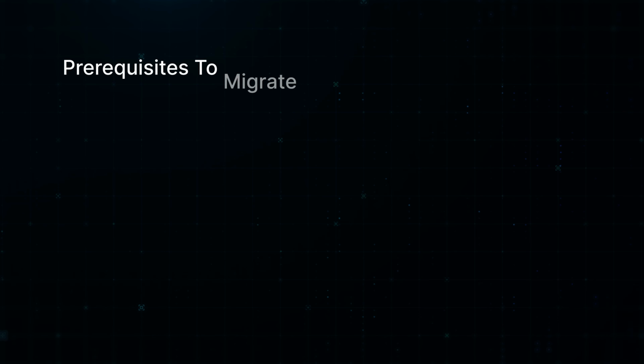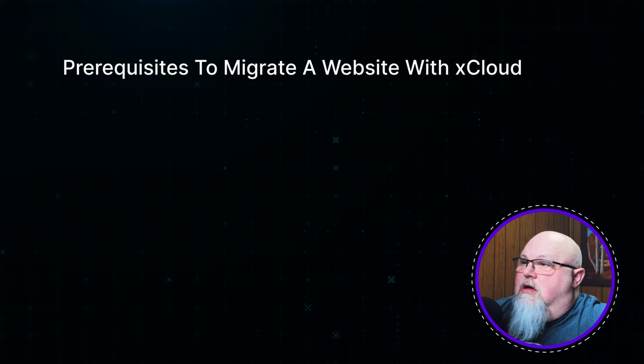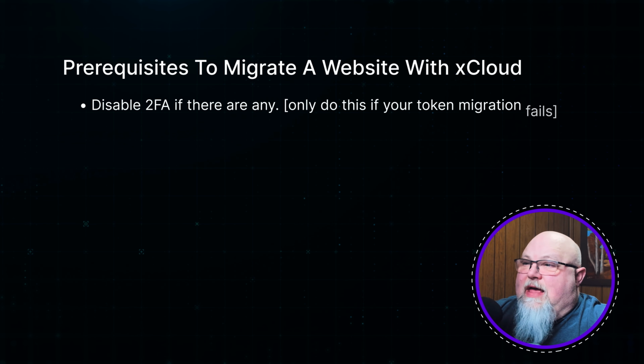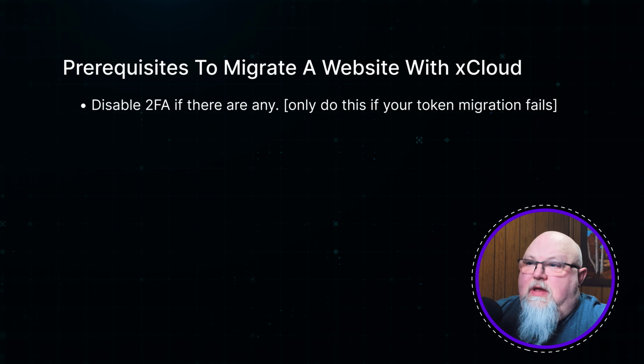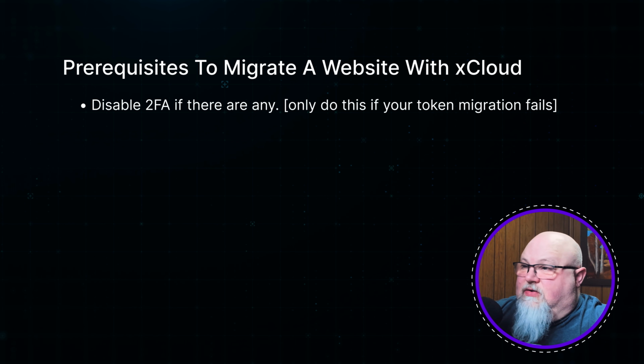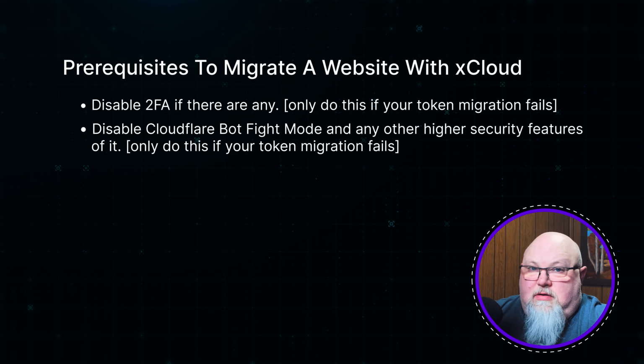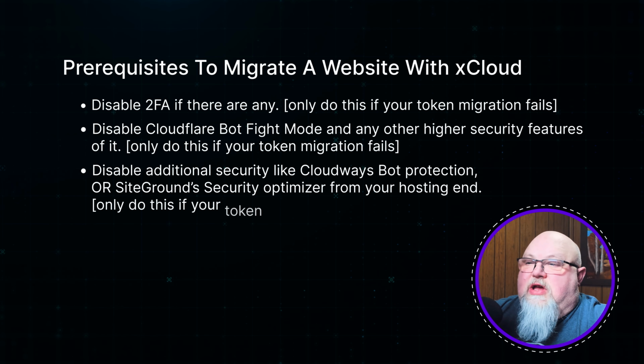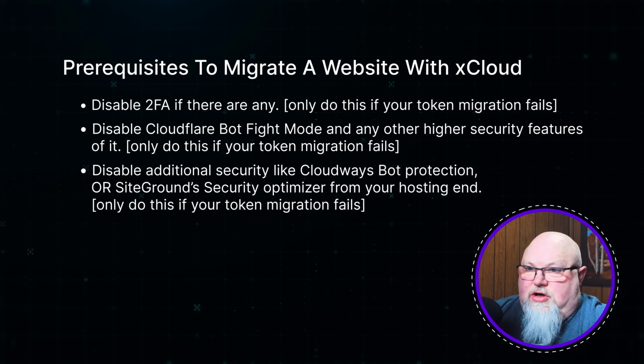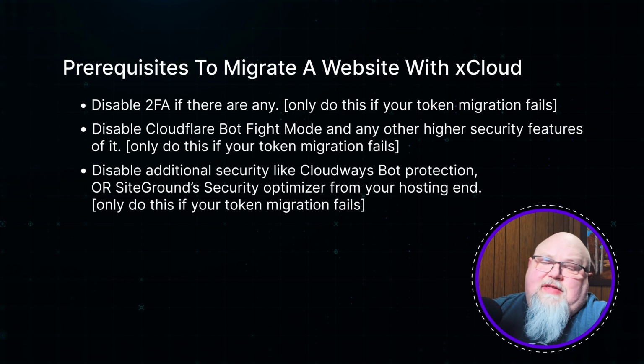I also want to show you how to migrate a site using xCloud's built-in migration tool. The first thing I want to show you, though, is some important rules here in the documentation. Disable 2FA if there are any. Only do this if your token migration fails. Disable Cloudflare bot fight mode because it'll try to stop your migration. Disable additional security like Cloudways' bot protection or SiteGround security or anything else like that.